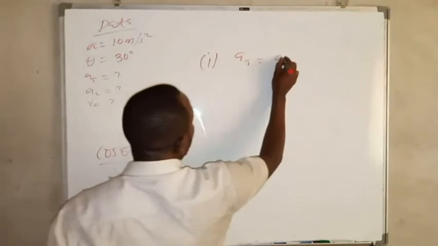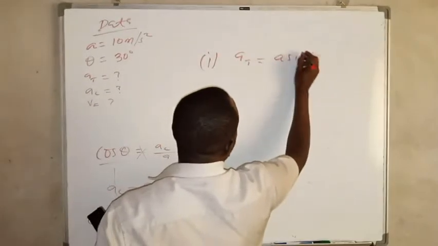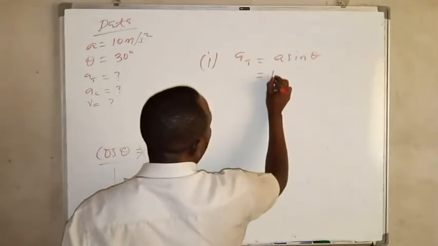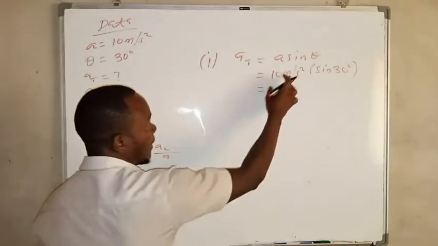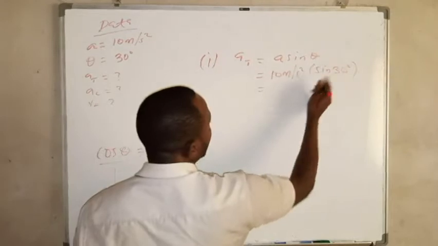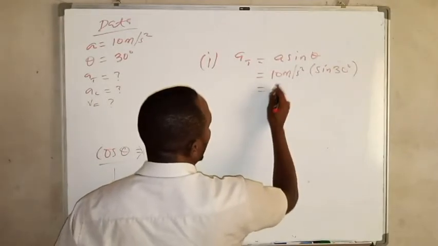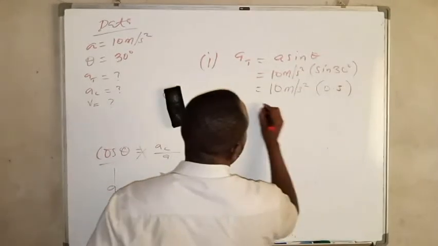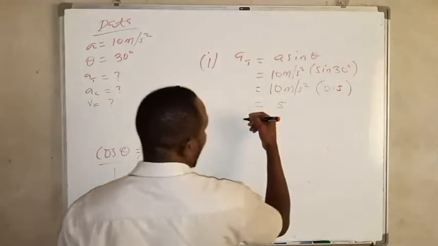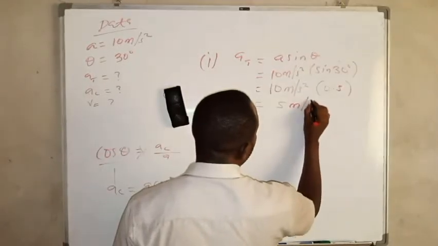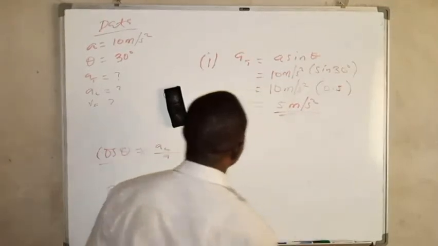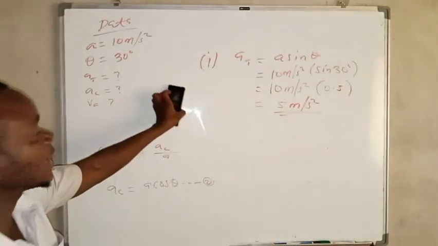A_T is equal to A sine theta. If we plug in the values, we have 10 meters per second squared, then sine 30 is half, 0.5. So we're going to have 10 times 0.5, which is 5 meters per second squared. So this is the value for the tangential acceleration.